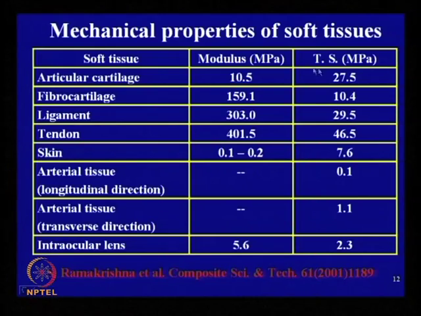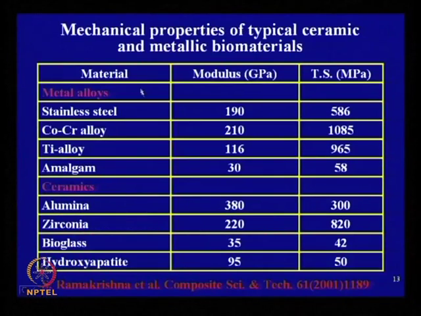Now, there one can apply nanotechnology during the fabrication of such devices. Okay. So, you see this is the tensile strength, this is the modulus, this is the tensile strength. Oh, this is wrong actually, this will be gigapascal, this will be gigapascal, not megapascal, modulus is higher. Anyway, then mechanical properties of typical ceramic and metallic biomaterials. You can compare the tensile strength and modulus of some metals and ceramics.